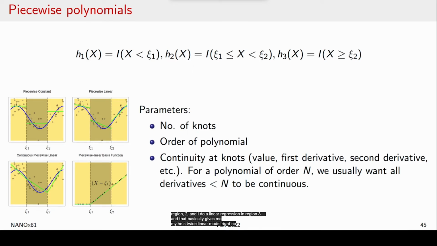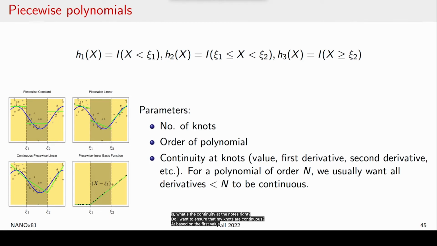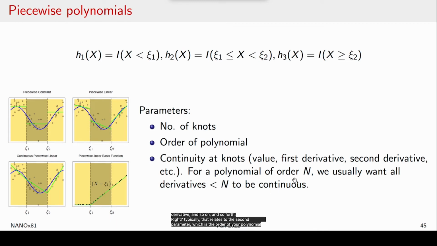Now, there's also the third parameter that you have to choose, which is what's the continuity at the knots, right? Do I want to ensure that my knots are continuous based on the first value? Do I want it to be continuous even in the first derivative, or do I want it to be continuous in the second derivative, and so on and so forth, right? Typically, that relates to the second parameter, which is the order of your polynomial. So if you have a polynomial of order n, we usually want all the derivatives less than n to be continuous, okay?